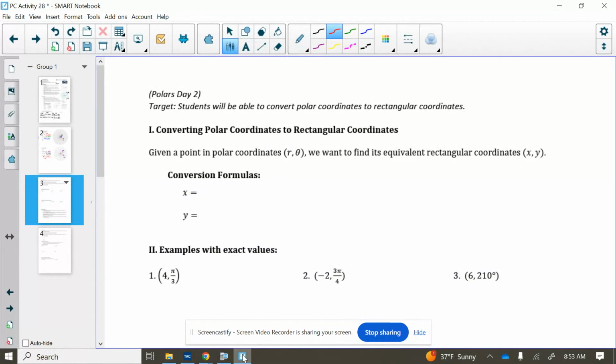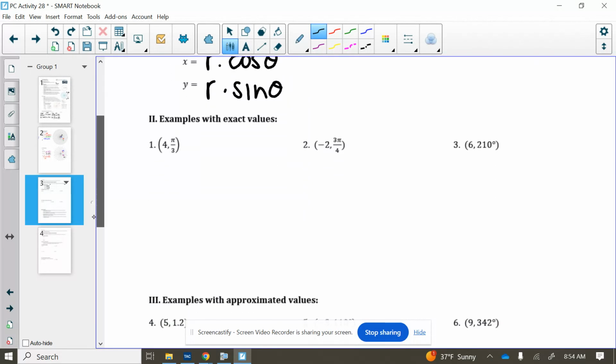Today we are going to talk about converting our polar coordinates to rectangular coordinates. So when we are given our polar coordinates, r comma theta, we want to convert them sometimes back into our traditional x comma y form. And the way we are going to do that is using r times the cosine of theta to get our x coordinate, and then our r value times the sine of theta to get our y coordinate.